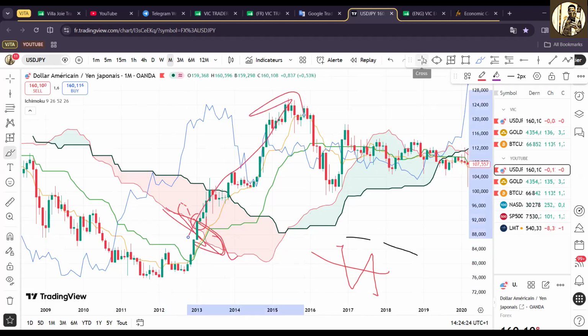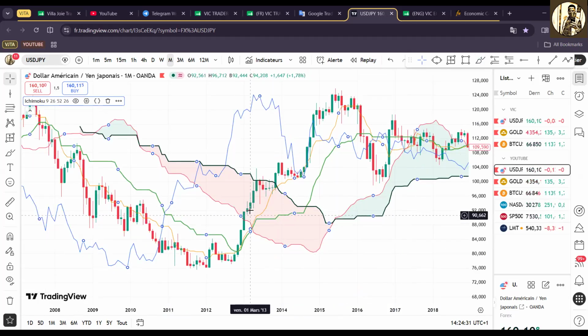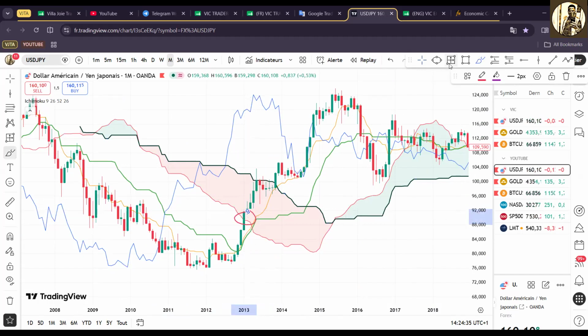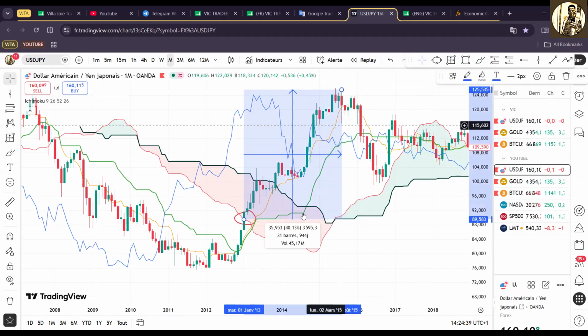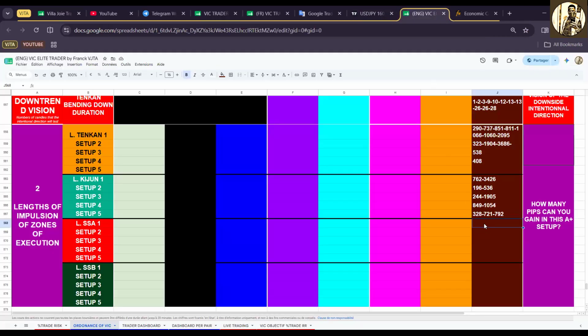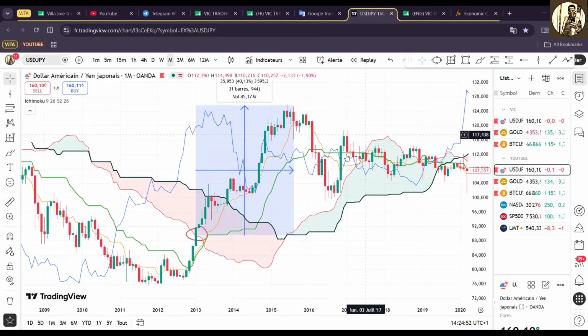What I would do is just take the last touch of SSA to start computing. You see, SSA got touched here at this level the last time. So I take from this point to this high above here, it is 3,500, 3,595 pips. That is the number of pips that SSA gives you from its last touch.